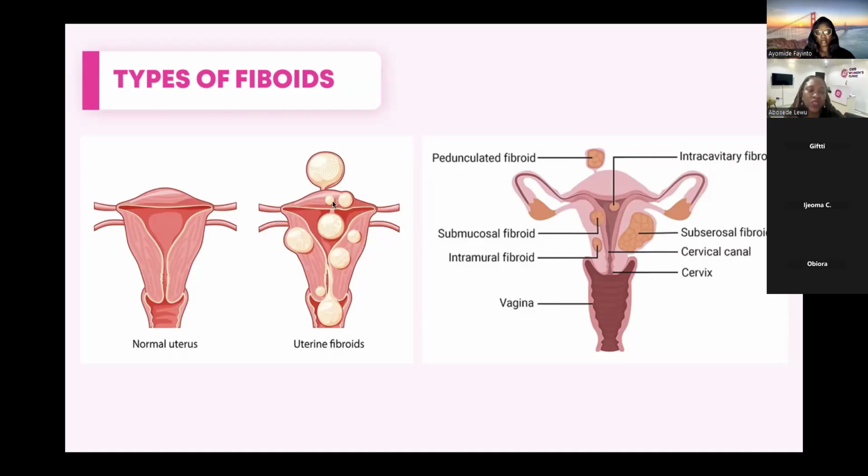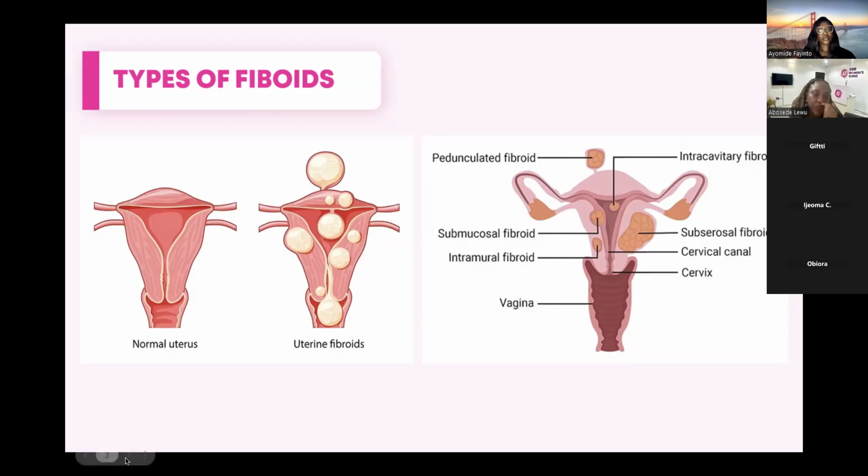So you see this one, it's outside. This one is in the body of the muscle. This one is in the lining of the womb. This one is here. This one is even passing through the cervix, where the cervix is supposed to close together when a woman is pregnant, where babies are supposed to be locked in, or where sperm is supposed to pass through. This is what a fibroid is.